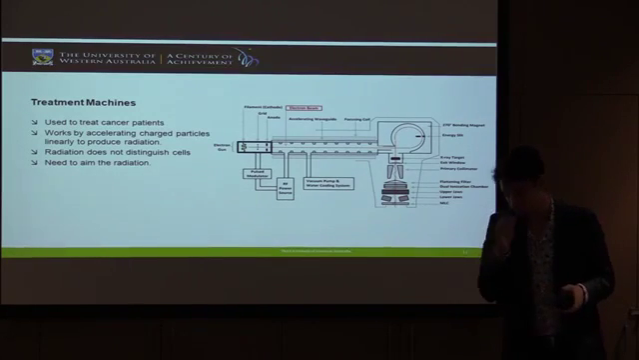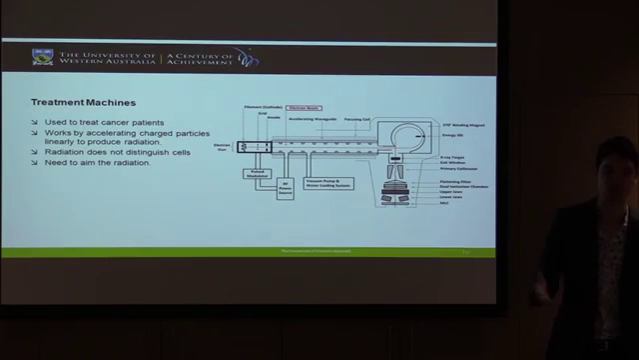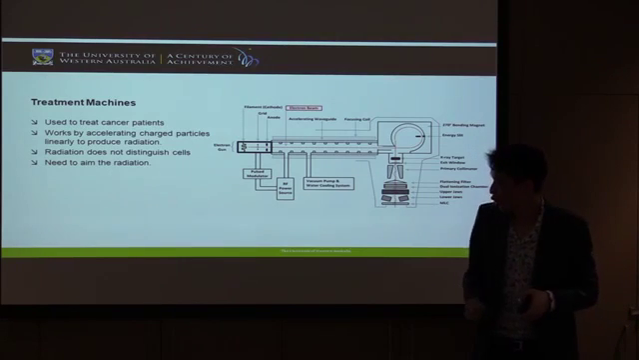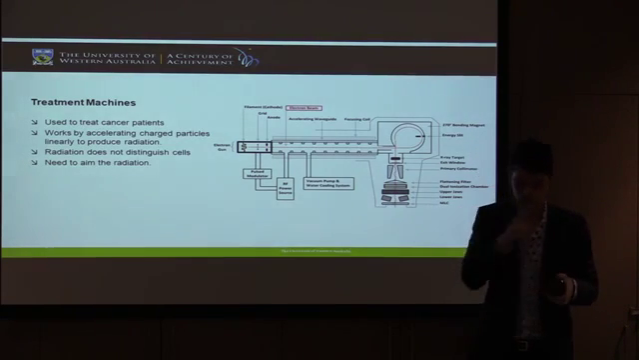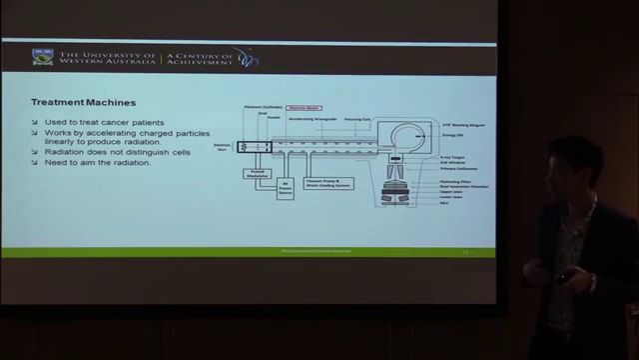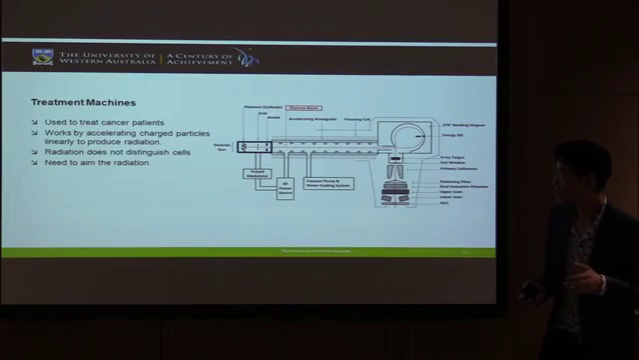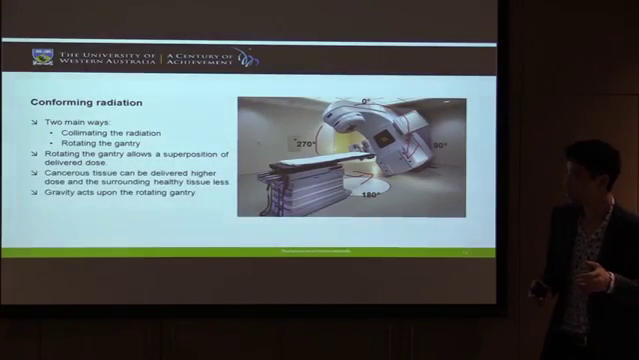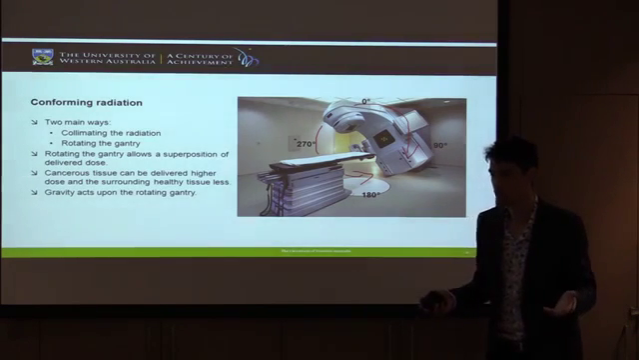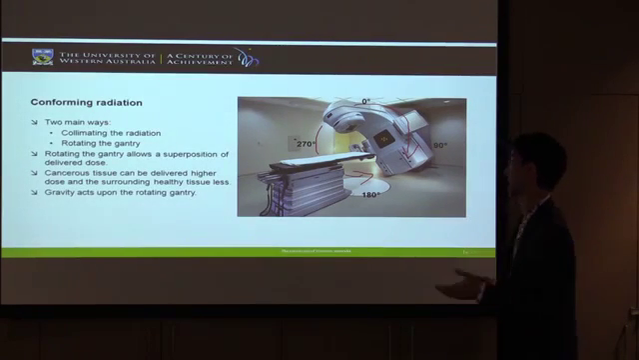The main problem with this is that the radiation doesn't distinguish between cells. It doesn't know what's healthy, it doesn't know what's cancerous. So it just annihilates everything. So you need to aim the radiation and plan out your treatment so that it only hits the planned tumor volume of what you want to get rid of. And you do that through two main ways. The first is collimating the radiation. The second is rotating the gantry.